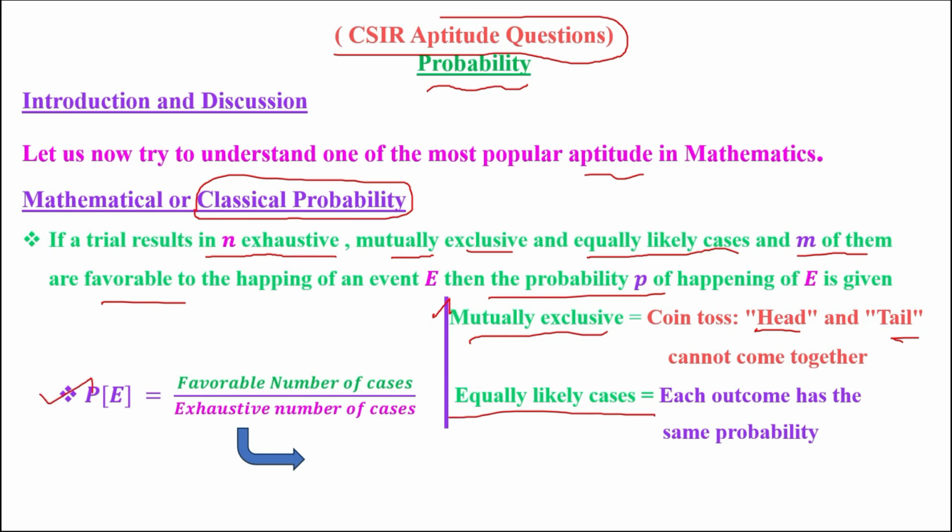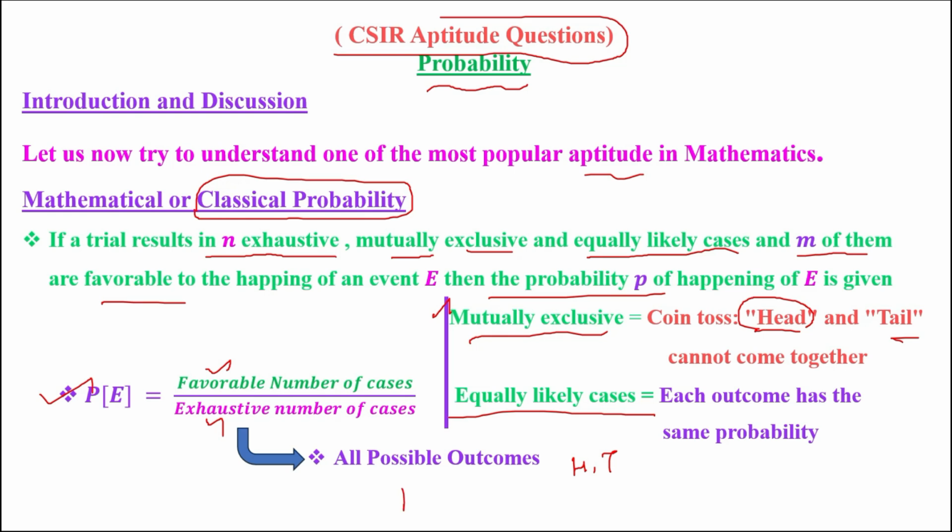Before discussing equally likely cases, what is probability? The probability of the event is equal to the favorable number of cases divided by the exhaustive number of cases. What is meant by exhaustive number of cases? All possible outcomes. For example, when I toss a single coin, how many outcomes will come? Head and tail, that means two possibilities. Then what is meant by favorable number of cases? Favorable means a person's expectation. When I toss a single coin, I expect head.